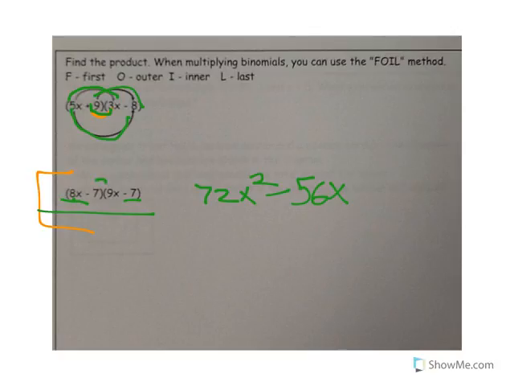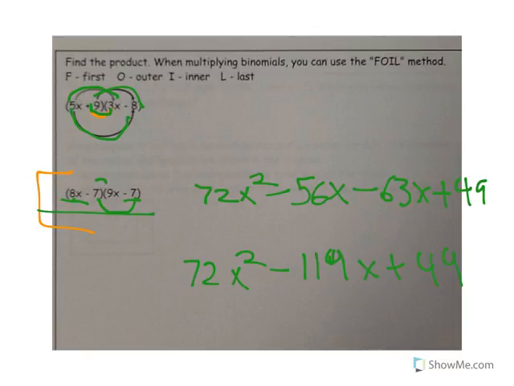Now I'm going to multiply the inner numbers, which are these. So it's going to be, again, subtracting because it's negative 7 times 9x, 63x. And then this last part, multiply the two last numbers here. And that's going to be negative times negative, so it's going to be plus 49. Combine like terms, you're going to end up with 72x squared minus 119x plus 49. And you're done.